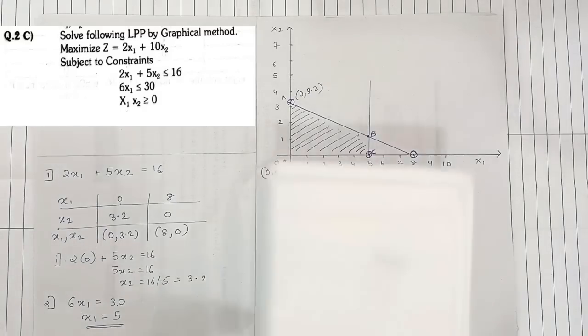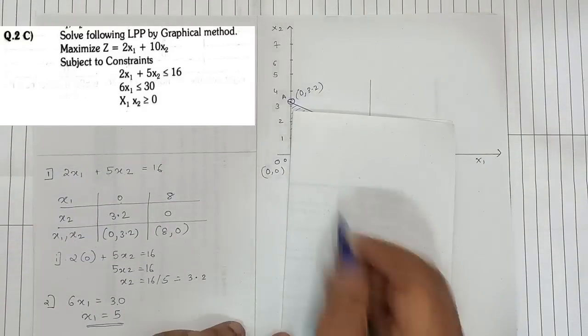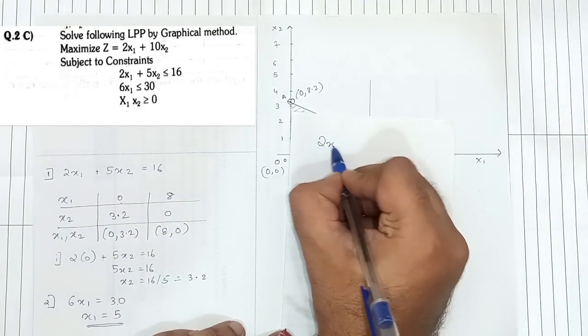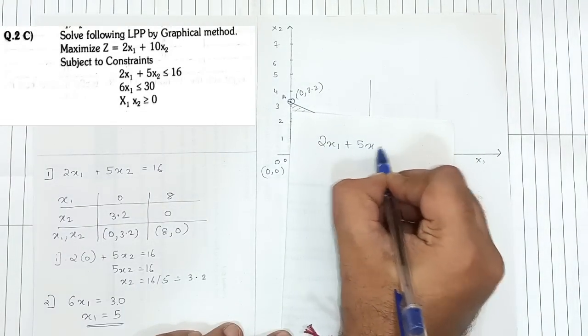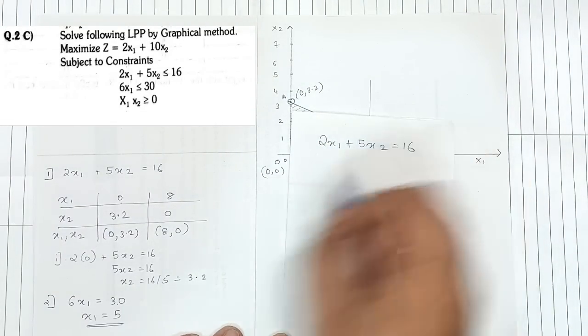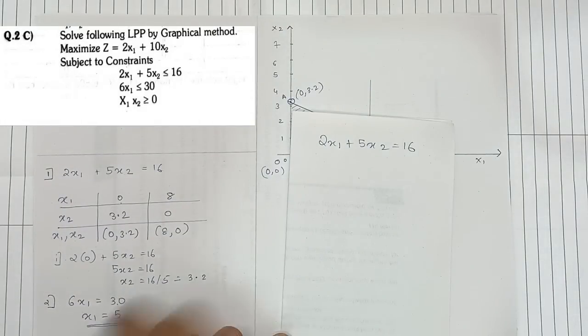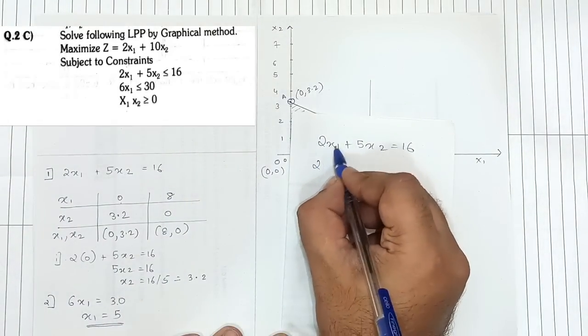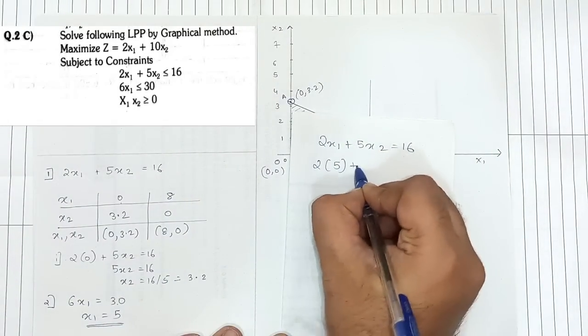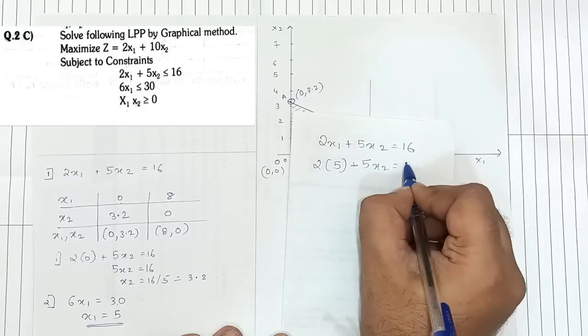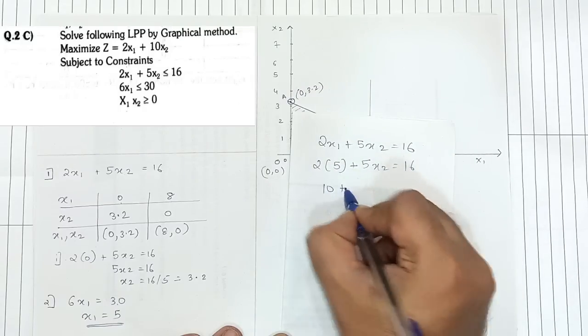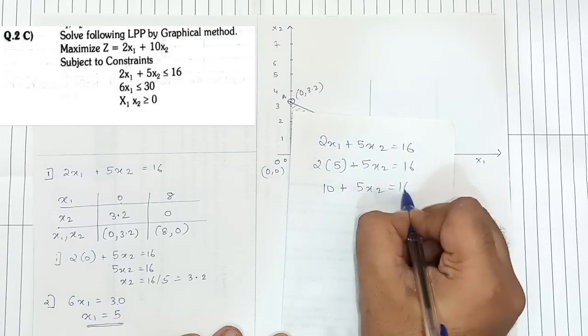Okay, just to be on the safer side, I'm going to solve this equation. Your equation was 2x1 plus 5x2 is equal to 16, and they have given us x1 is equal to 5. So I'm substituting that. Instead of x1, I'll write 5, so we'll be able to get the x2 value.